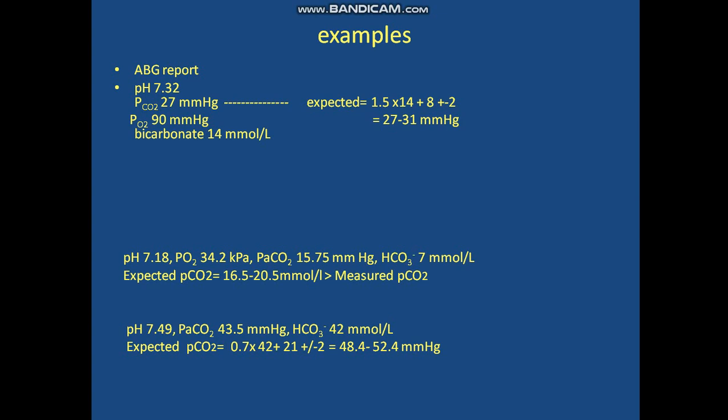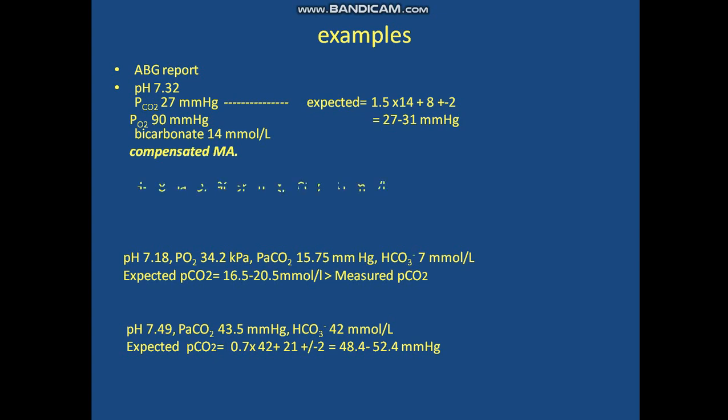Now let us try to interpret some ABG reports. The first one, pH is 7.32, PCO2 is 27 millimeters of mercury. Both are moving in the same direction and they are low. Therefore, it is a case of metabolic acidosis. What is the expected PCO2? It is 27 to 31 millimeters of mercury, which is equal to the measured PCO2. Therefore, this is a case of compensated metabolic acidosis.